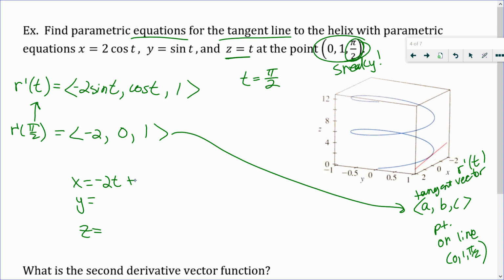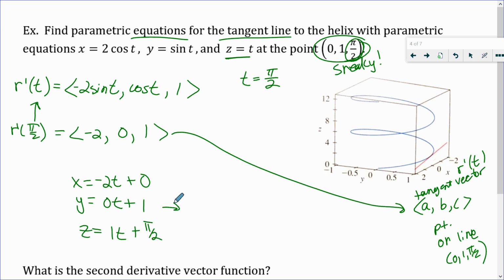So what's the x value of the point that I'm at? 0. I wouldn't usually write 0, but I already wrote it, so whatever. All right, the y value. The y value for t is 0. So 0t plus, what's the y value of the point on that? 1. And then the z is 1, so 1t plus pi over 2.